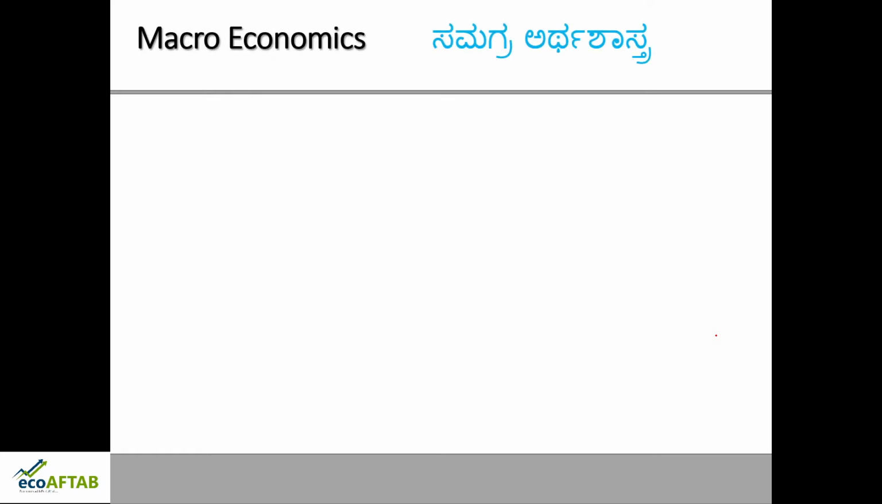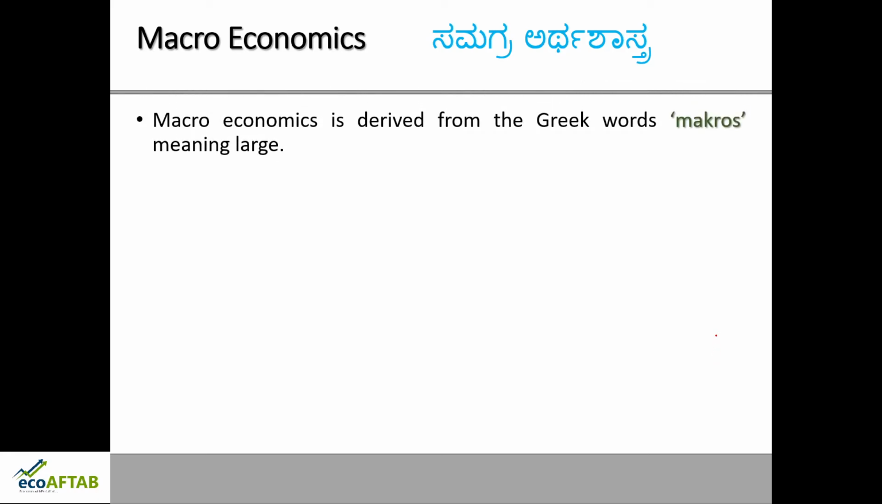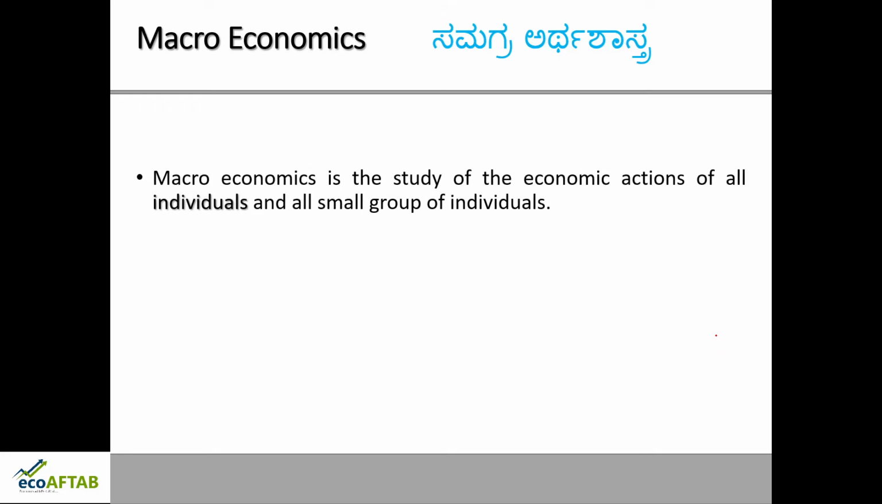So having understood the meaning and scope of microeconomics, we will move ahead to see what macroeconomics is. It is just the opposite of micro. In macroeconomics, we study not the individuals but the whole. It is also derived from the Greek word macros, which means large. So macroeconomics is the study of economic actions of all the individuals. Here we are emphasizing the word all the individuals and all the small groups of individuals.